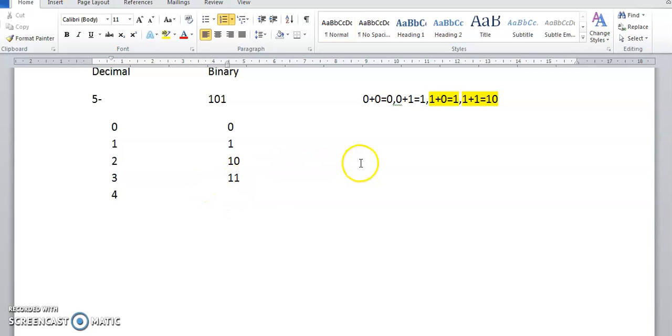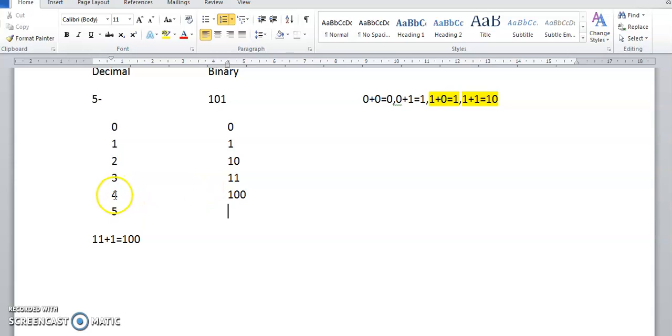Now 1 plus 1 plus 1. See, this one plus this one will be 10. So 0 will come here. Now 1 will be carried here. Again 1 plus 1 is 10, so we will write here 100. So the value of 4 is 100. Are you getting this point?